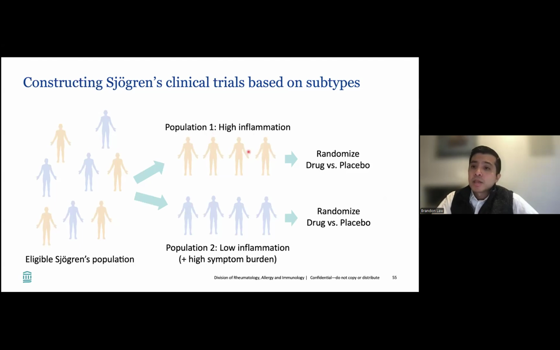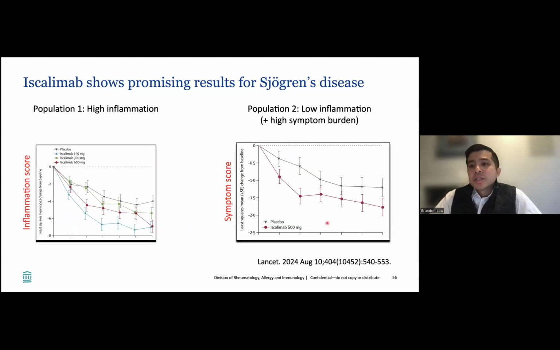And so when we have a population with high inflammation, let's randomize them to drug and placebo. And then with the low inflammation, high symptom burden group, we would give them drug versus placebo. And then from there, use endpoints that are more relevant for each population rather than a one-size-fits-all endpoint for both populations. And actually, this is what several companies have been doing for investigational agents.